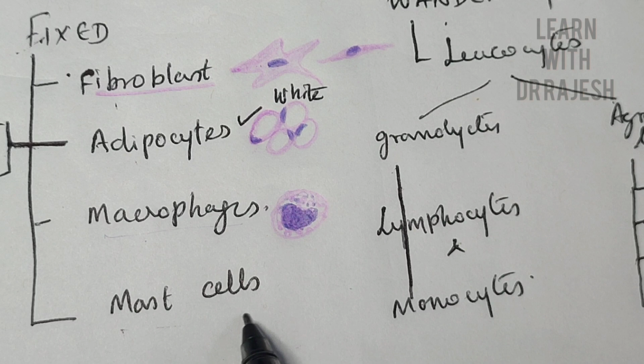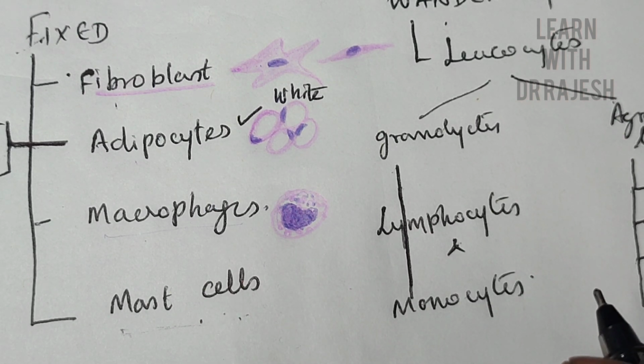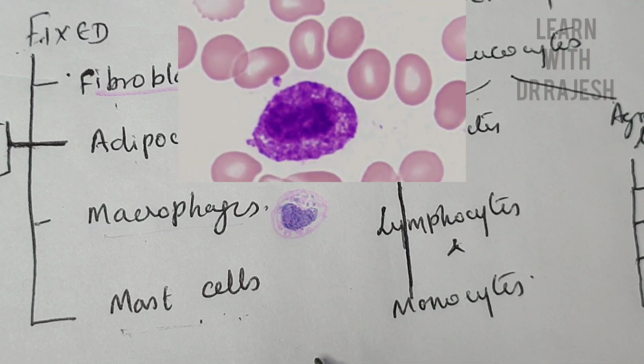Next, coming to the last type of fixed cell, the mast cell. Mast cells are also produced in the bone marrow. Initially the mast cells are agranular in appearance, so they don't have granules. Then it reaches the connective tissue where it becomes granular. The granules will be seen only once it reaches the connective tissue. These granules will release histamine substance. These histamines are vasodilator in property.